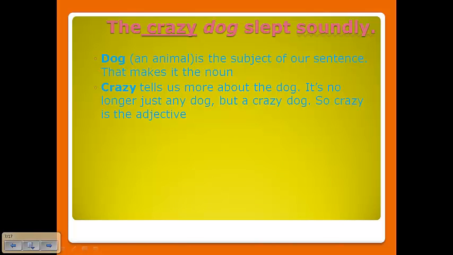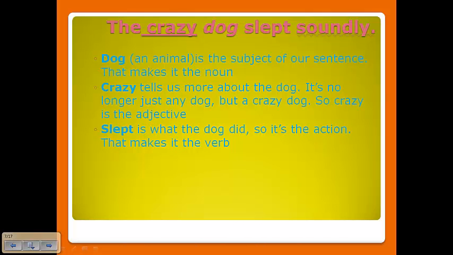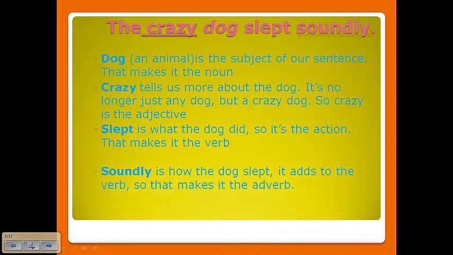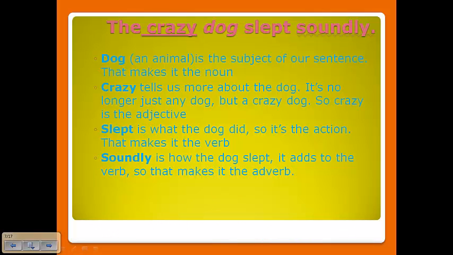Crazy tells us more about the dog. It's no longer just any dog, but a crazy dog. So crazy is the adjective. Slept is what the dog did, so it's the action. That makes it the verb. Soundly is how the dog slept. It adds to the verb, so that makes it an adverb.